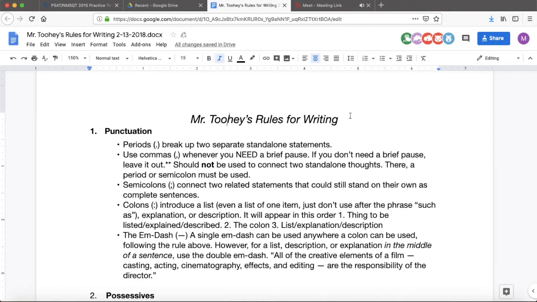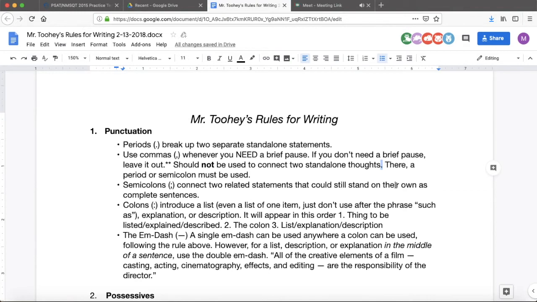Good. Okay. And then there's a second part to the comma rule that you read for us, Ava, right? Which is it shouldn't be used to connect 2 standalone thoughts. You need to have a period or semicolon there separating 2 standalone thoughts. So let's take this period right here after the word thoughts. We couldn't put a comma there. It wouldn't work. Right? We couldn't read it as should not be used to connect 2 standalone thoughts, comma, there a period or semicolon must be used. We've got 2 standalone thoughts. We need a period. We need a semicolon. A comma is not enough of a break there. Does that make sense?